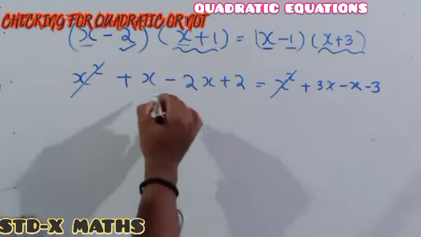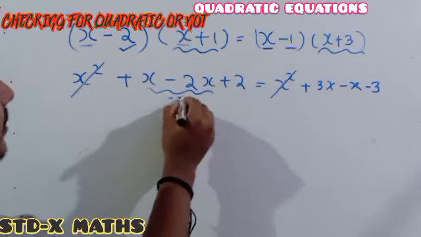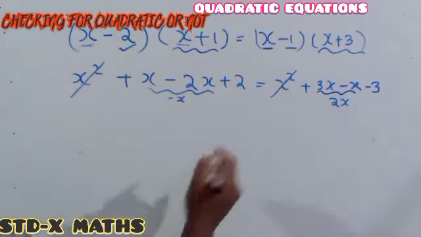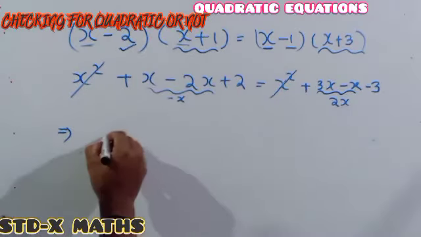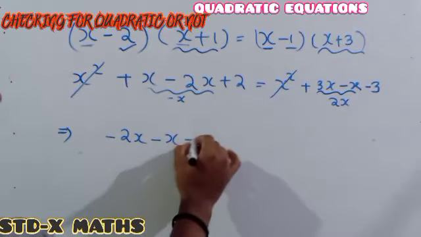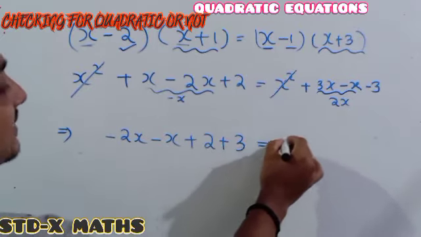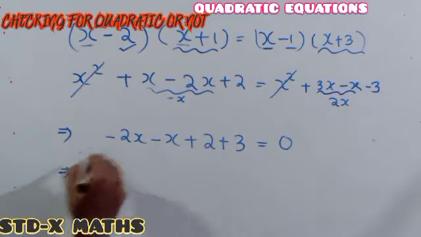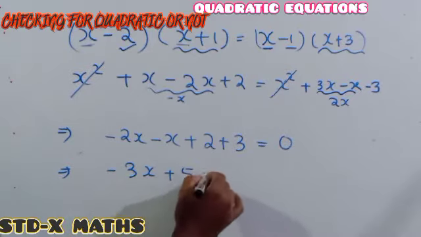Then see, here it is x minus 2x, which will be minus x, and here it will be 2x. So all these things I am transposing to the left side. On transposing it becomes minus 2x, and previously it becomes minus x. Here it is plus 2, here it is minus 3, transposing to this side it becomes plus 3, it is our 0. Which becomes minus 2x minus x, it means minus 3x plus 5, it is 0.